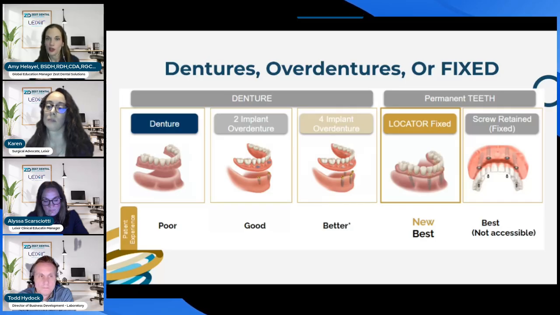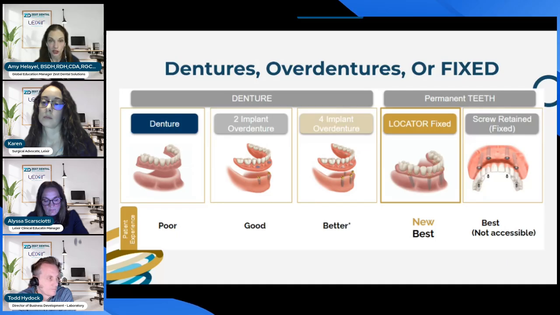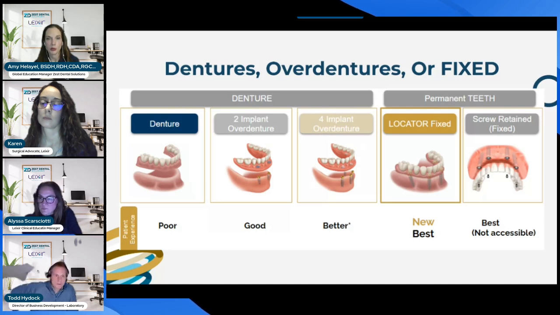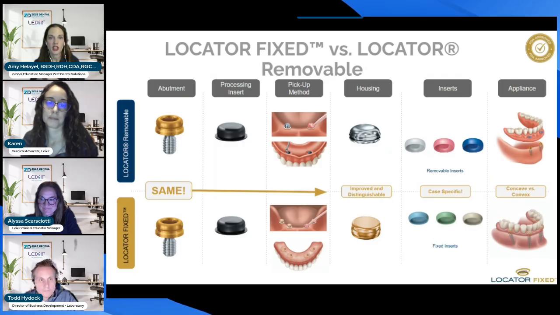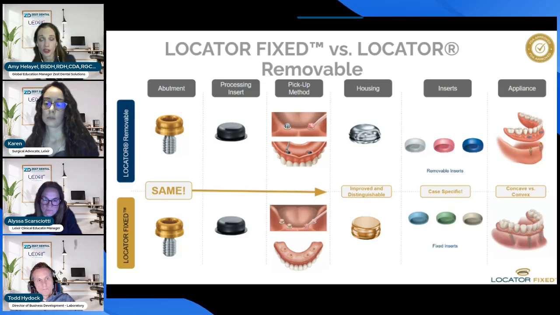You've heard locator fixed, and a lot of people get confused because when you hear locator, you think overdenture, you think removable, and that's amazing. But we're going to find out at our next webinar how we can use the same locator abutments, changing a few things, which I'm going to show you really quick. Changing the housing. So I talked about the housing for overdenture at the top, that silver housing. Talked about the nylon inserts, those blue, pink, and clear removable inserts. And that overdenture appliance is a denture. It uses the tissue and the flanges as support.